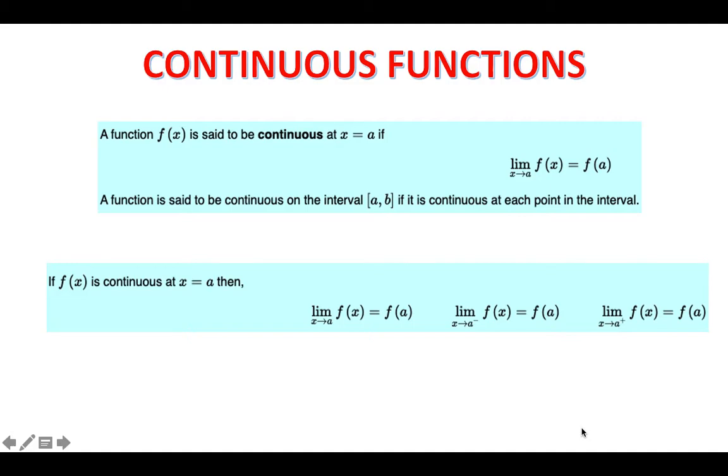A function is said to be continuous on the interval (a, b) if it is continuous at each point in the interval. And we can get one conclusion: if f(x) is continuous at a given point, then the limit of f(x) exists. It means that the left side limit and right side limit both exist and are equal to each other, and this is equal to f(a).